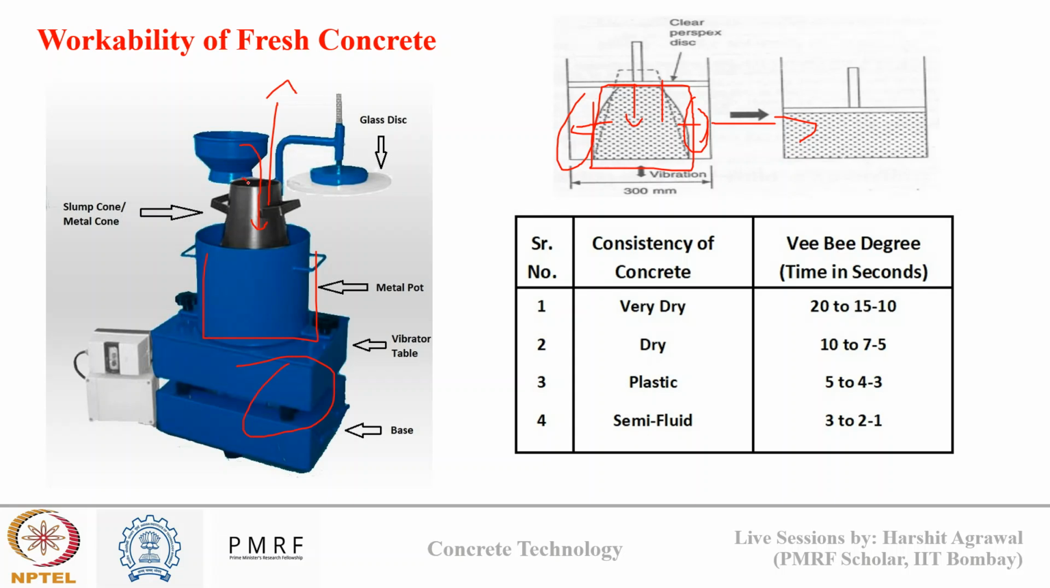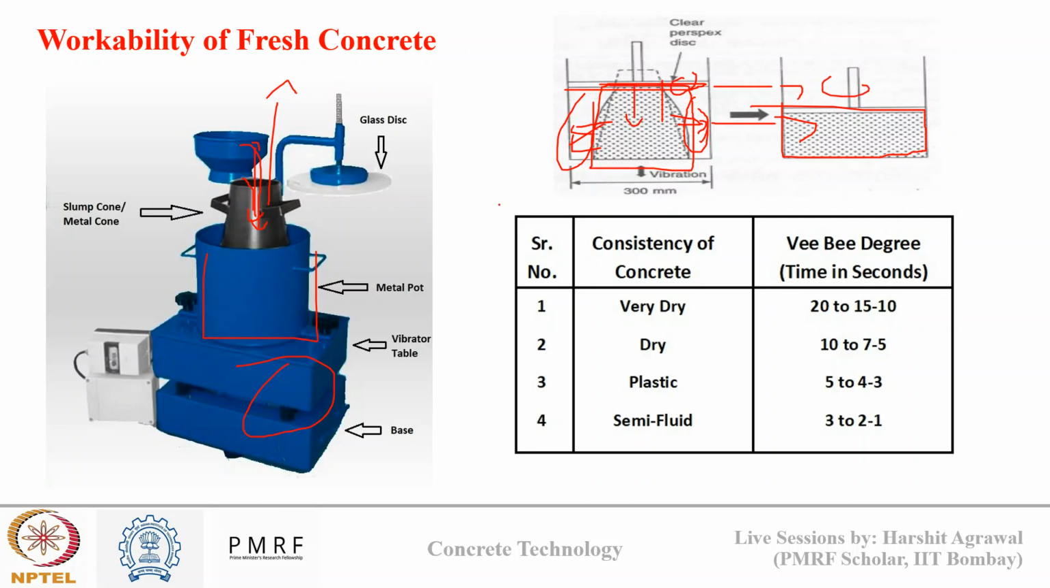So I fill my concrete inside this slump cone. I lift the slump cone and allow the concrete to collapse under its own weight. Once it is settled, I place a glass disc on the top and apply vibration. Under vibration, it compacts further, and I record the time it takes to completely compact under the cylindrical mold. The time taken to go from this state to this state is my VB time.